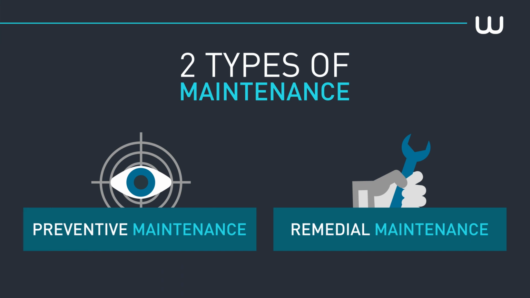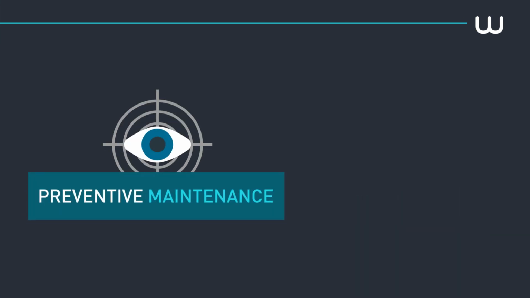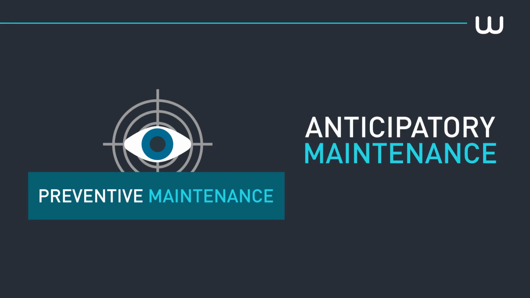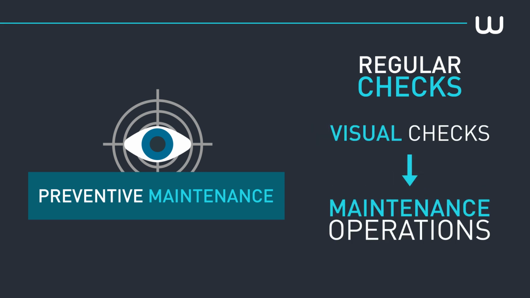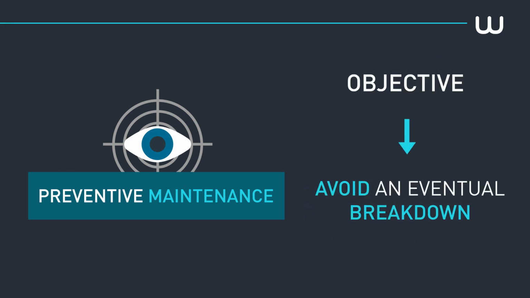Let's now identify the two types of maintenance: preventive maintenance and remedial maintenance. Preventive maintenance is anticipatory maintenance. It consists in carrying out regular checks on assets, from simple visual checks to maintenance operations requiring the asset to be dismantled. The objective is to avoid a possible breakdown able to provoke serious damage to the system. The maintenance plan namely lists preventive maintenance operations.